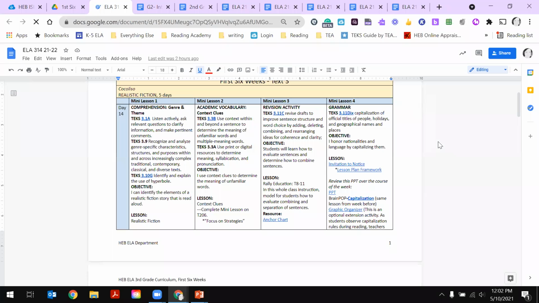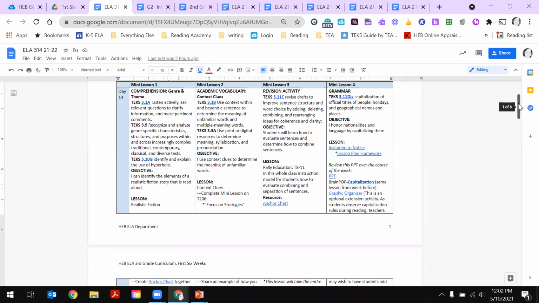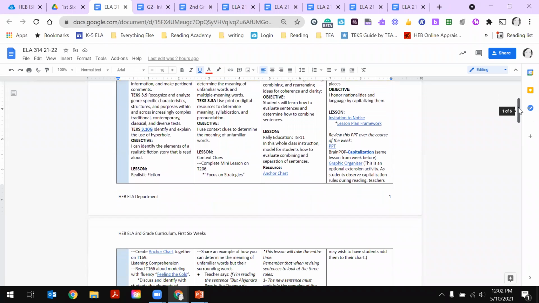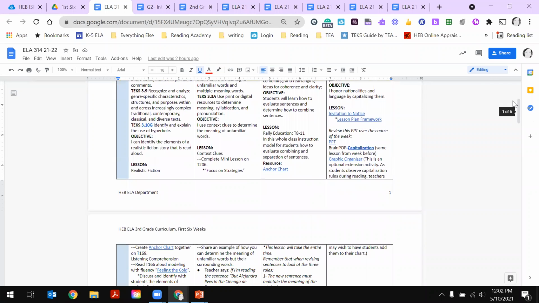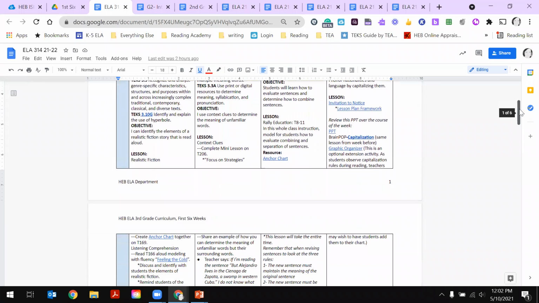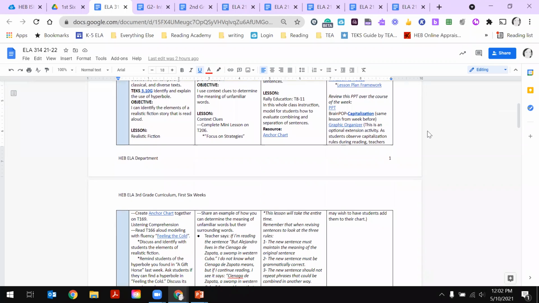Okay, so looking at your actual curriculum, you will see here's that revising activity. There's the objective, there's your lesson, anchor chart. And then we want to look over here on the grammar side. On the grammar side, you'll see our grammar rule that we're covering. We can see again, the objective is your focus phrase, your lesson, your plan, and then you will also see some included in here. Review this PowerPoint over the course of the week.